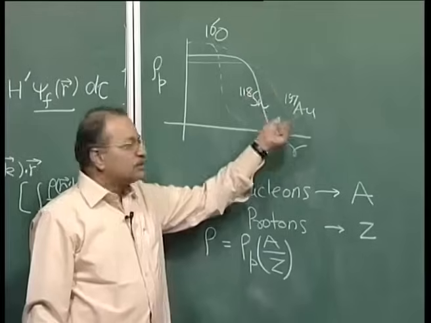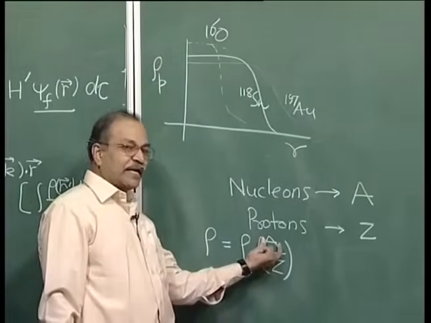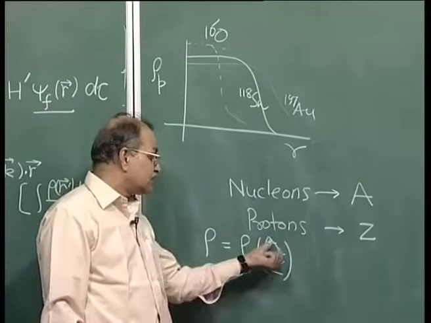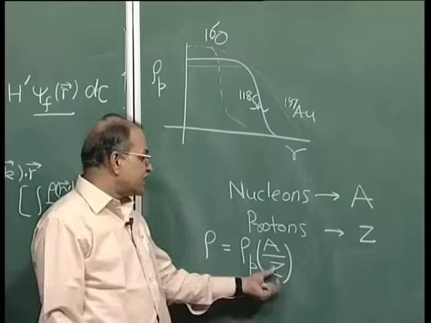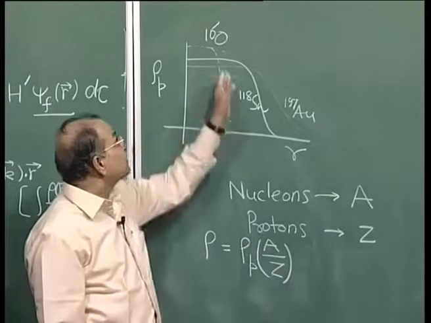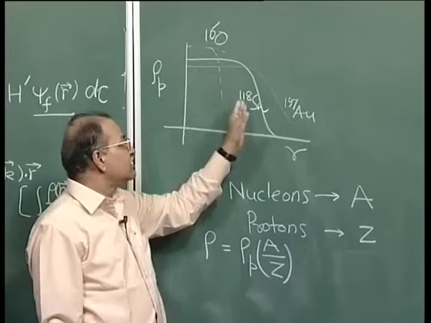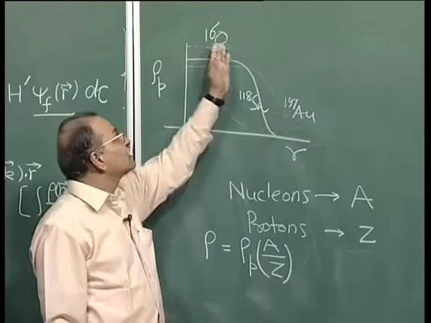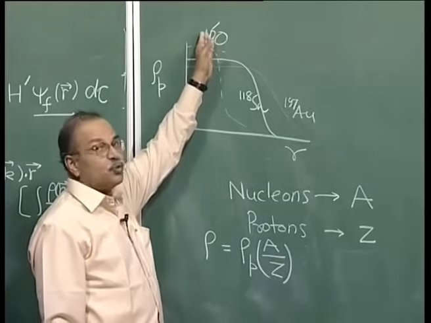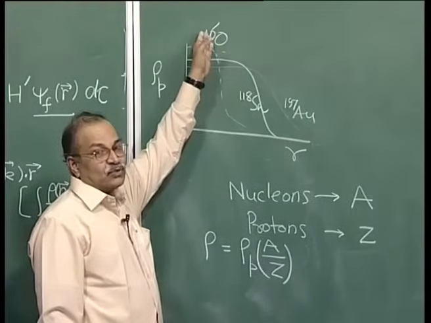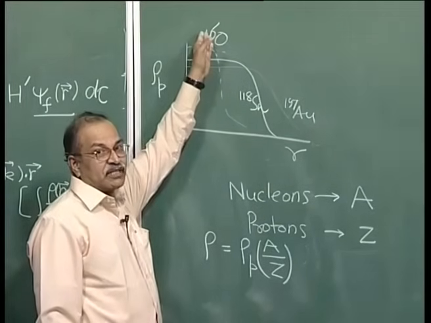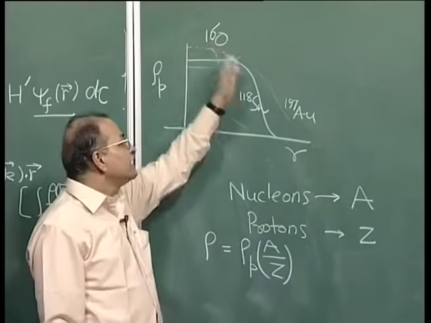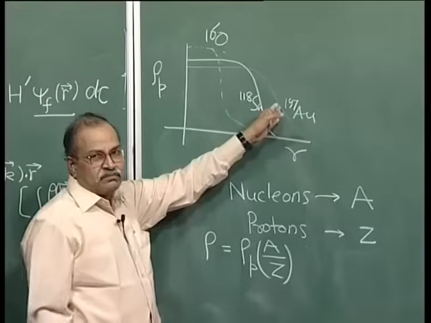Okay. So, total should be A, not Z, if you are talking of mass. So, you multiply everything by this A by Z. Now, A by Z, this number is different for oxygen, different for tin, and different for gold, 197. For oxygen, A by Z will be 2: total A is 16 and the proton number is 8. So, A by Z is 2, you have to multiply it by 2, but here the neutrons are more than protons.